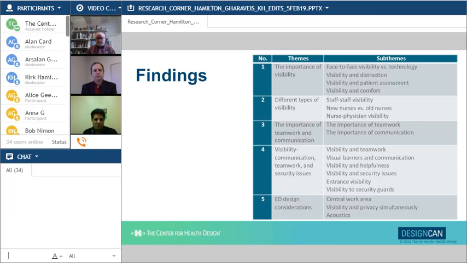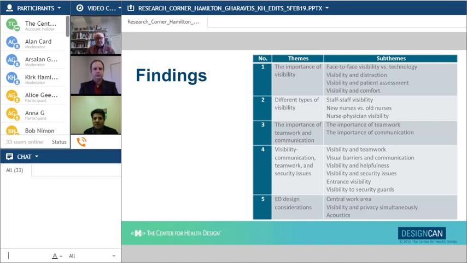As far as the sub-themes go, we talked about the importance of visibility, but in those interviews, there were repetitive ideas about what we are talking about. So face-to-face visibility versus technology is about the nurses mentioning that they still want to see each other even though technology has resolved many issues. Or, for example, visibility and distraction: they mentioned that if they would see their colleagues, there is less chance to be distracted by other events and forget about communication.